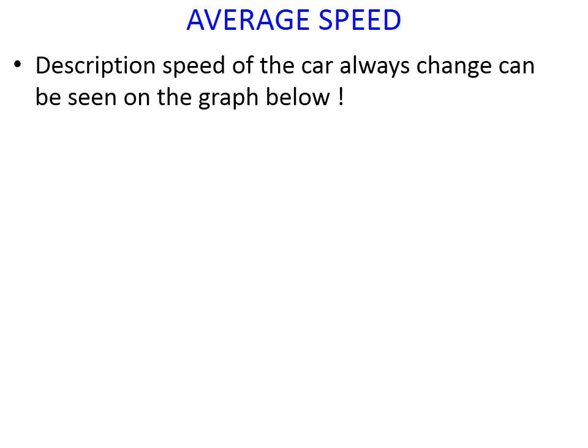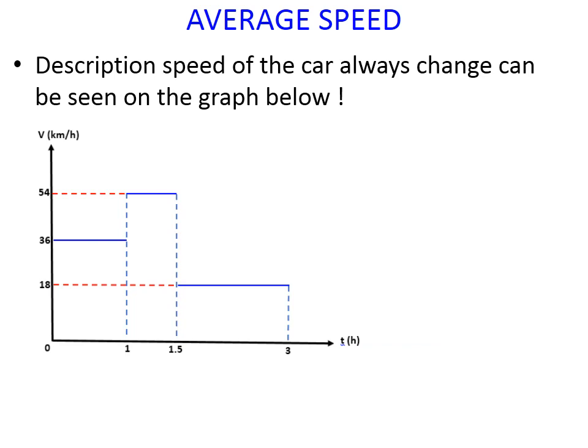The description of the car's speed always changing can be seen on the graph below. The graph is v, speed in km per hour, toward t, hour. From the graph, we can see that between time interval 0 hour and 1 hour, the car moves with constant speed 36 km per hour. This is shown by the first blue straight line.